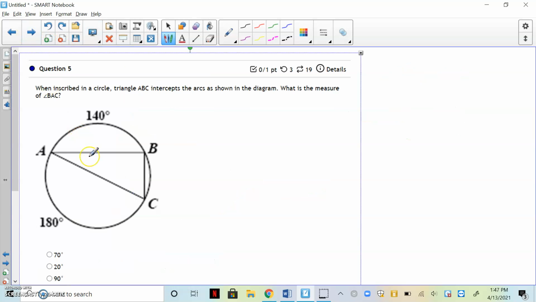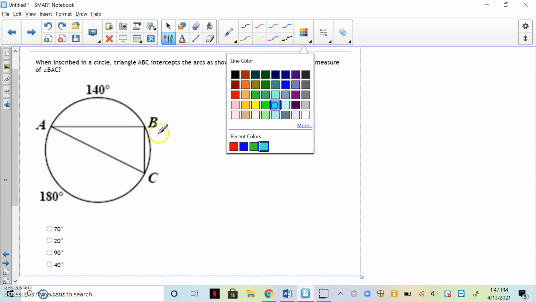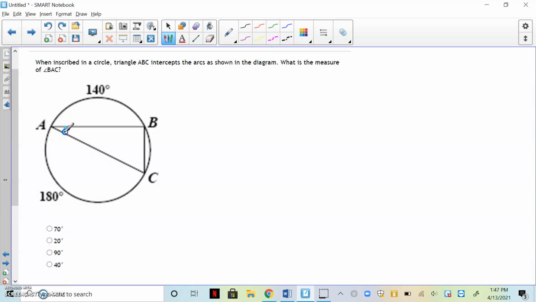All right, next question. For this one, we have a couple pieces of information here, and we're trying to find angle BAC. That is BAC, that's this guy right here. So some of these problems take kind of multiple steps, right? This is an inscribed angle. Angle BAC is an inscribed angle. All right, so that being said, let's fill this gap in.